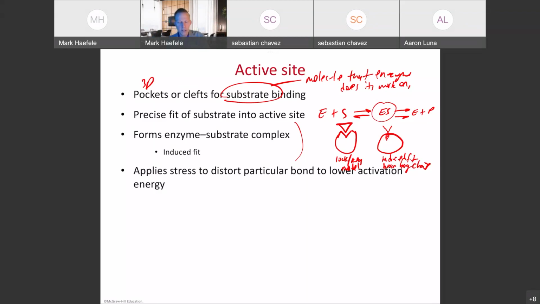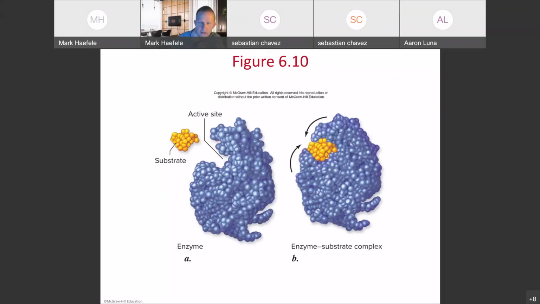So here's what it looks like. Here you can see you've got your active site. And notice it's not exactly the right shape. So as the substrate comes in, it's going to induce a little bit of shape in there. And you can see now how the active site is much more specific and fits around that particular substrate. So this would be the E plus S, and this would be the ES. This is a complex of both the enzyme and the substrate. And now in this place, the enzyme can do its work.